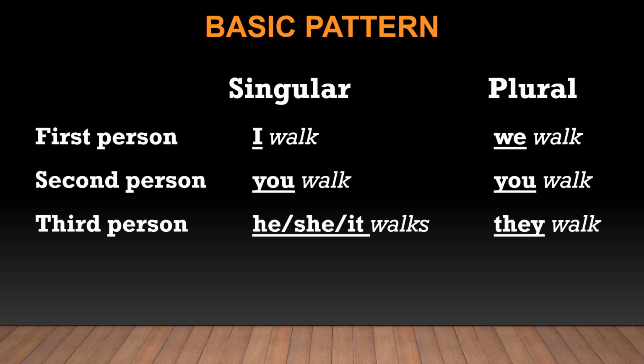So you talk about more than one. And in third person, in singular form, we use he, she, and it. So he walks or she walks or it walks. He, she, and it talk about one number. While in plural form, they, for example, in the sentence, they walk. It means that it talks about more than one person.